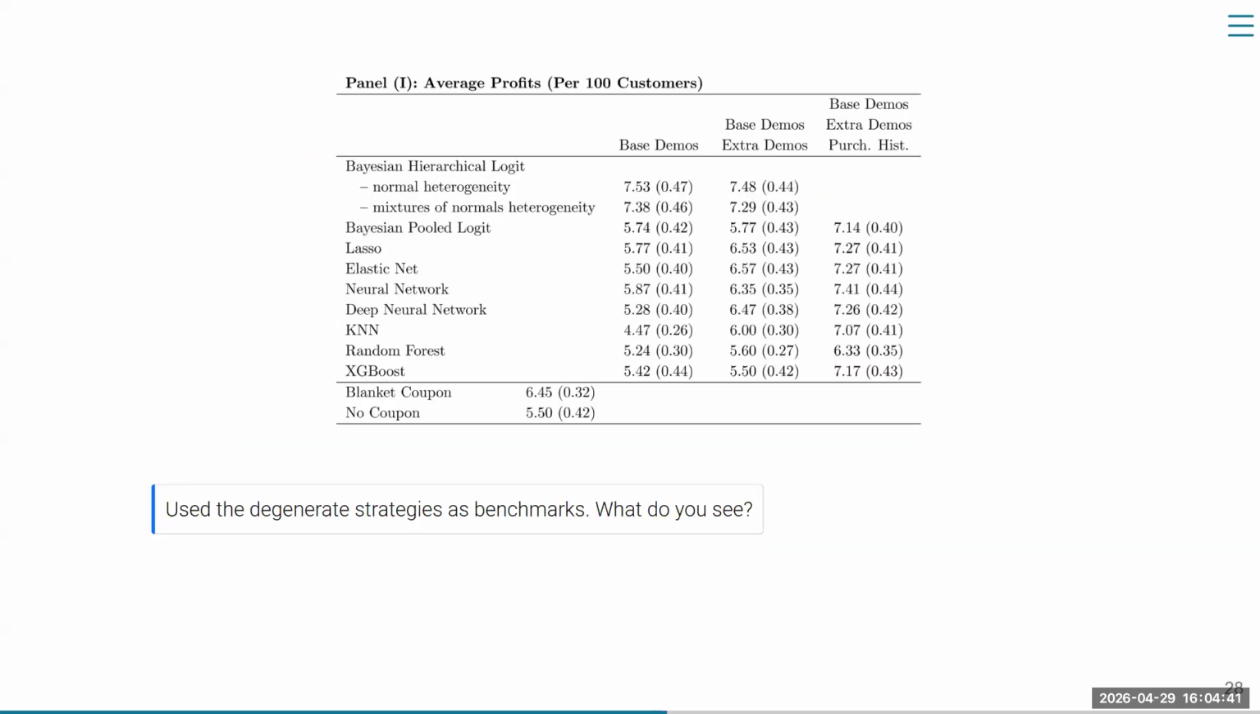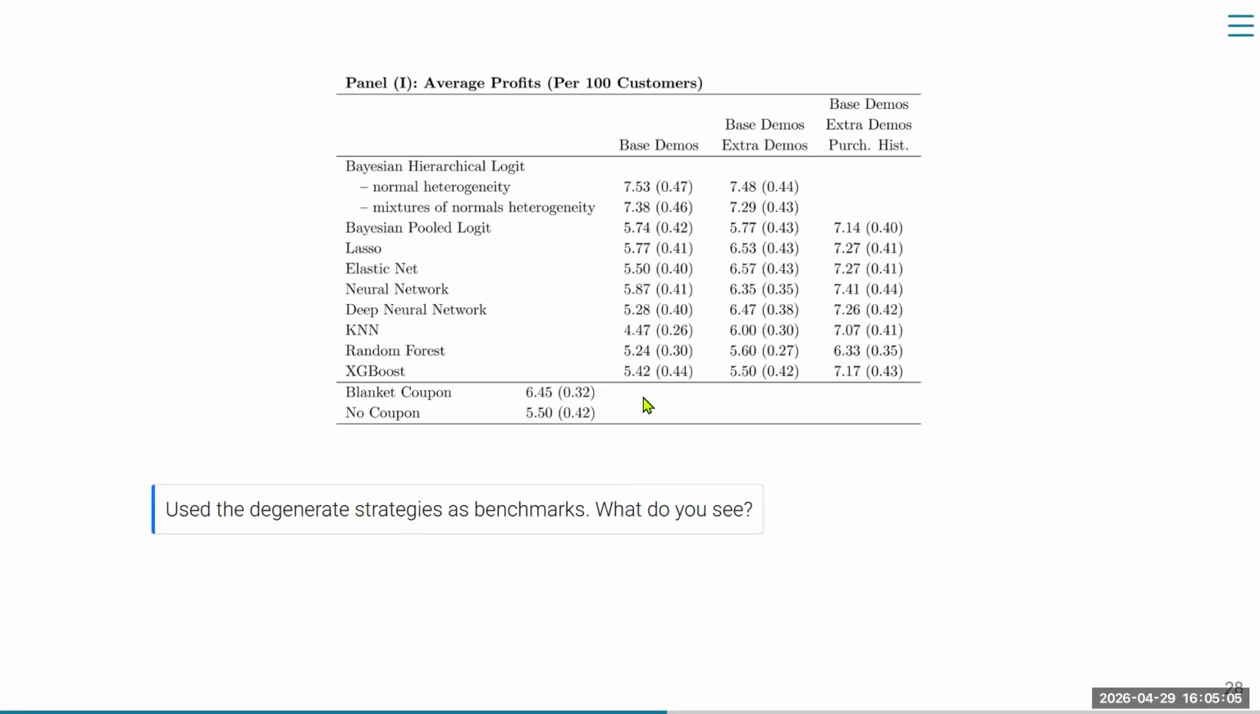So first, we're going to go through the economic criteria, and this table's a little dense, so let me walk you through it. So the two degenerate strategies, profitability per shopper, is down here. If you give nobody a coupon, you make $5.50 per shopper. And if you give everybody a coupon, you make $6.45 per shopper, suggesting maybe prices are too high.